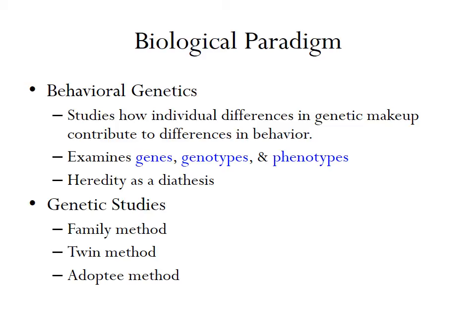For fraternal or dizygotic twins, there's a 50% share. Although they were born at the same time, they share the same amount of genetic material as siblings born at different times would, 50%.